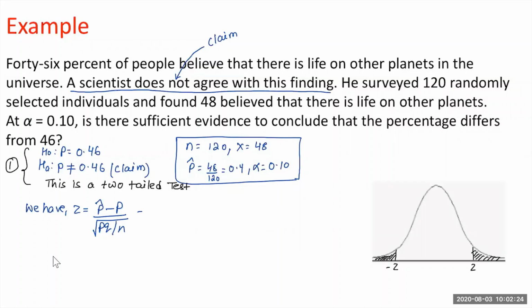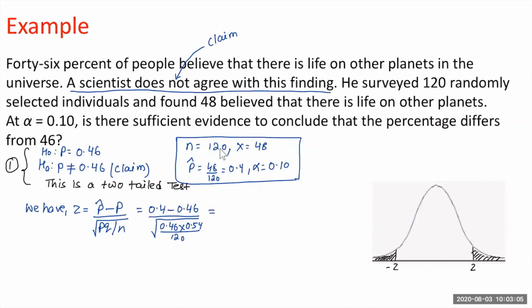So P hat is 0.4. You can see the P hat is 0.4 minus your P is 0.46, divided by, this is P, not P hat. P is 0.46 times Q. Q is 1 minus 0.46, which is 0.54, divided by your sample size N, which is 120.